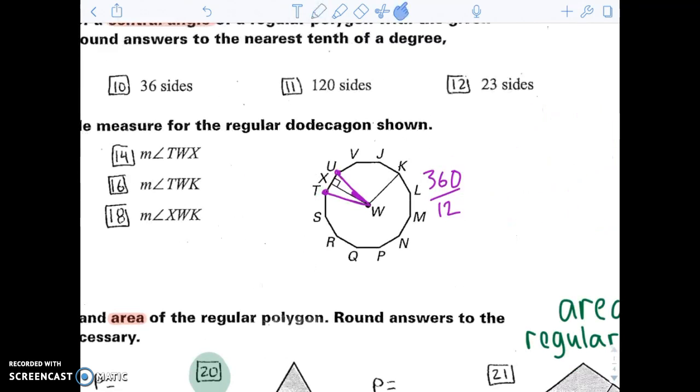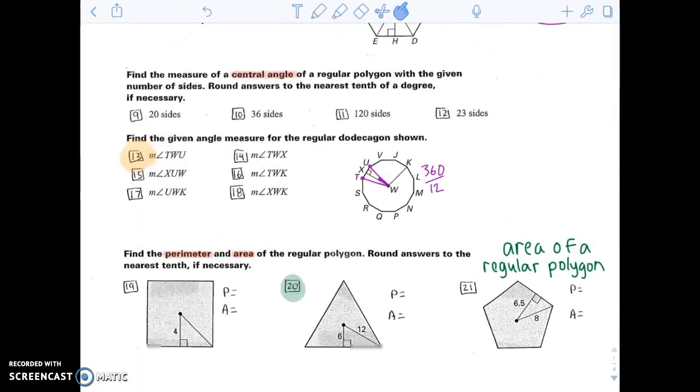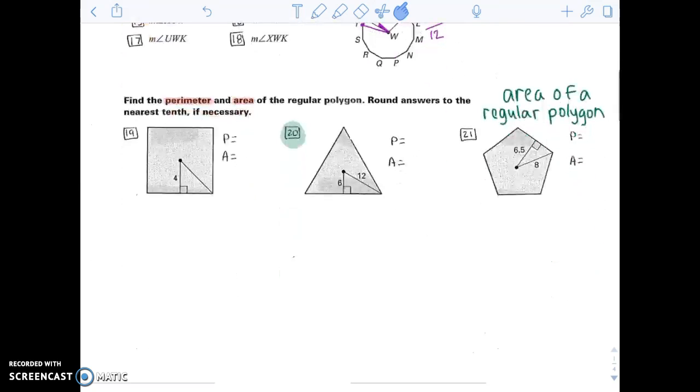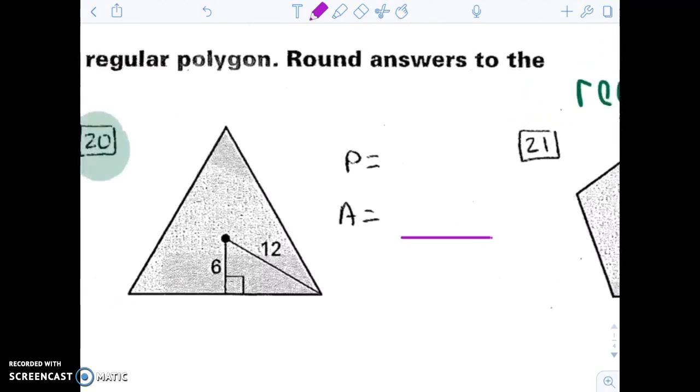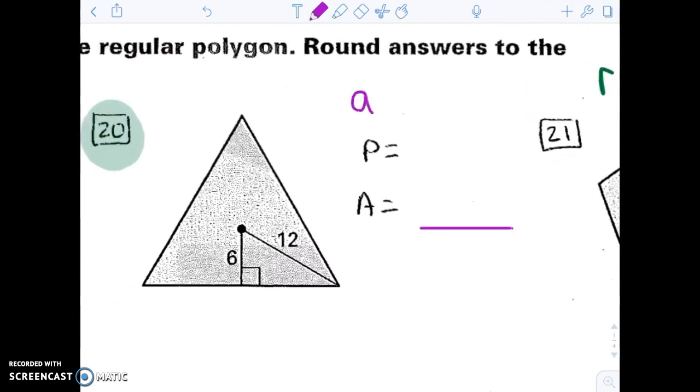Alright, so I'm going to move on to area of regular polygons. So down here, problem number 20, we have a regular polygon, and it's our goal to figure out the area of this. The formula we're going to use is take the perimeter times the apothem and then divide by 2. So if I take a look at this shape I have, I know I'm going to need the apothem along with the perimeter before I get the area.